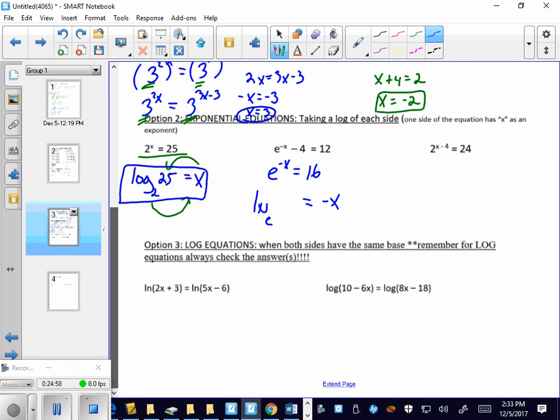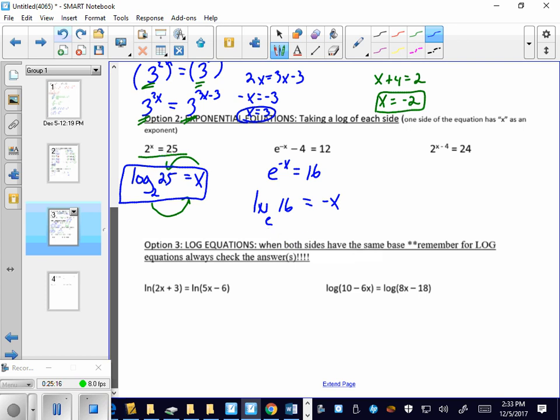And I am taking the natural log of 16. Again, double check your answer. E to the negative x equals 16. That matches what we have, so we're good there. I'm going to erase that.